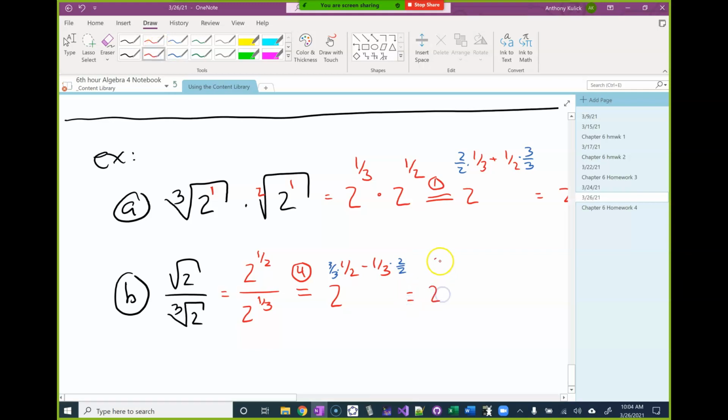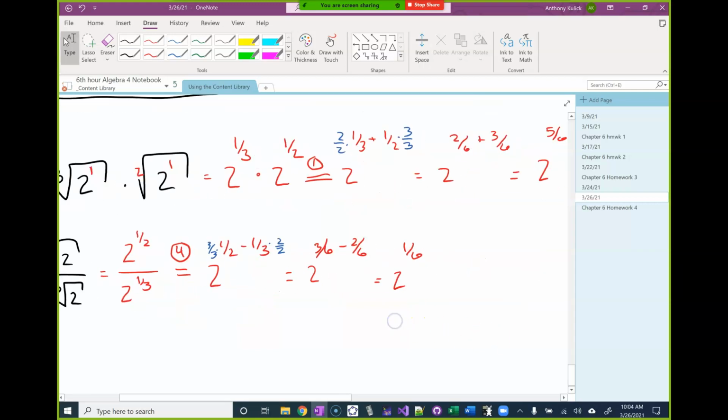So that gives me 2 to the 3/6 minus 2/6. When we subtract those, we get 1/6. So far, so good. Okay, that's a single exponential now, so I'll just convert that back to a radical. So the denominator gives me the index, and the numerator tells me my exponent. So that's my answer.